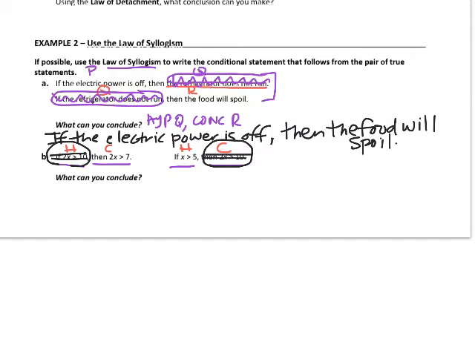Basically, we're rewriting this hypothesis first, so if x is greater than 5, and the conclusion that we're going to write and keep in is going to be, then 2x is greater than 7. So the law of syllogism allows us to get rid of the parts that have been repeated and condense down into one more simple statement.